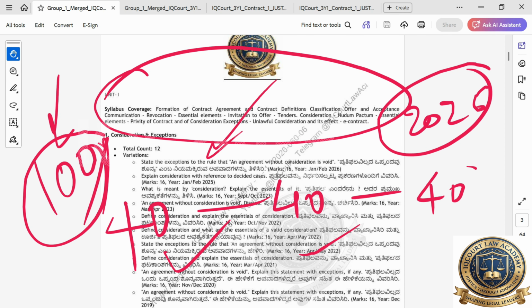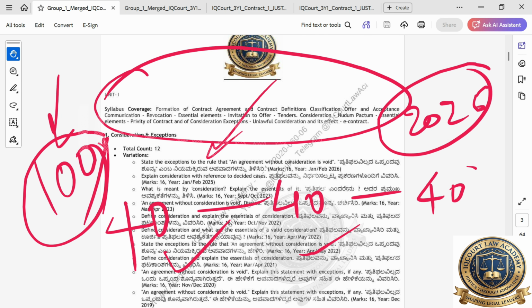We are openly telling you all our materials are exam oriented, because all students are asking, sir, give me exam questions. I have studied a lot, I have attended all the classes, all the long notes, books, everything I studied, sir, and still I am not able to clear the exam.